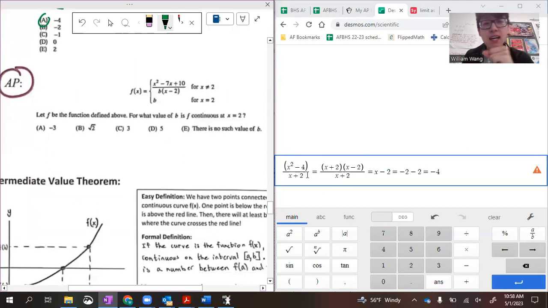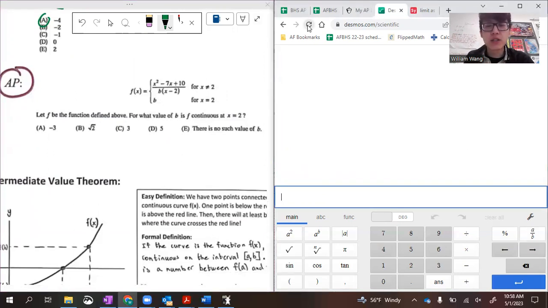All right, last one on the continuity. So these sorts of problems, I feel like they're probably relatively the most difficult, but the same concept applies. So for the function defined above, for what value of b is f continuous at x equals 2? Well, remember the limit as x approaches, the limit from the left equals the limit from the right equals the exact value.